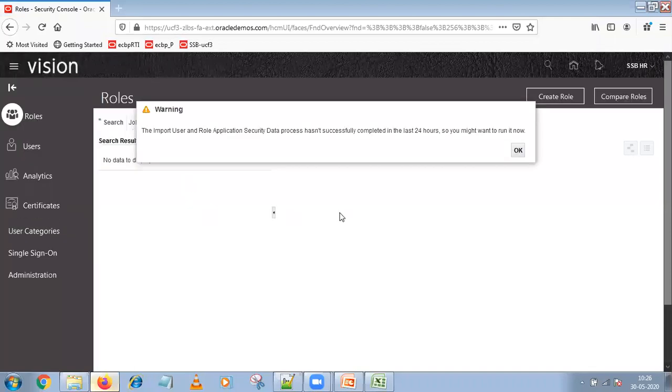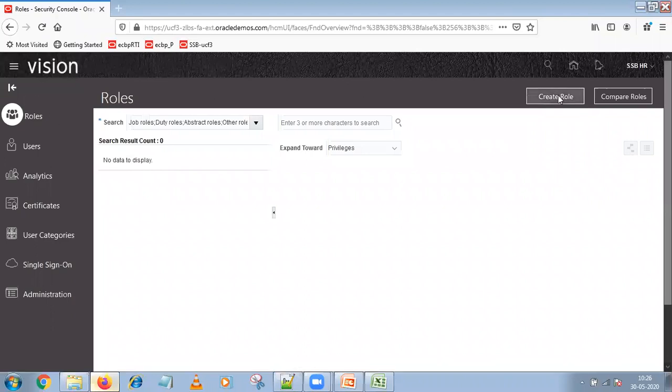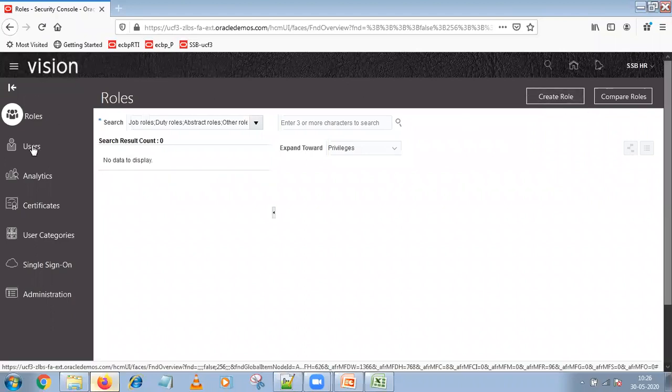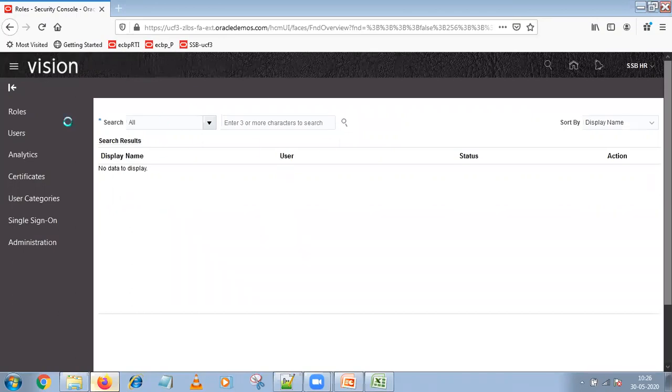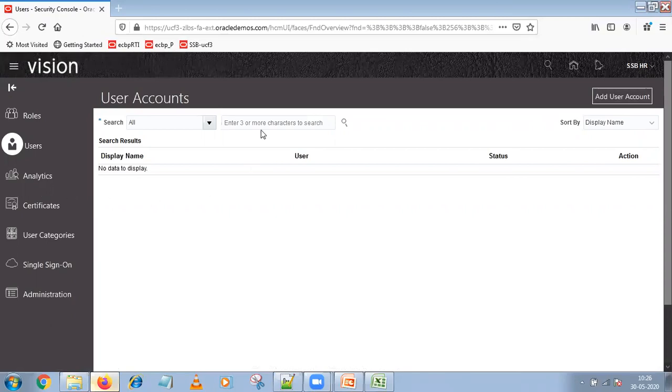So anyway, where are we? We are talking about roles. Okay, you see here, this is what I'm talking about. Here you are going to maintain users and roles. You can create a new role, and you can copy existing roles. You can go to user accounts, search for users, and create a new user account. We will talk about all these things and learn how to do that.